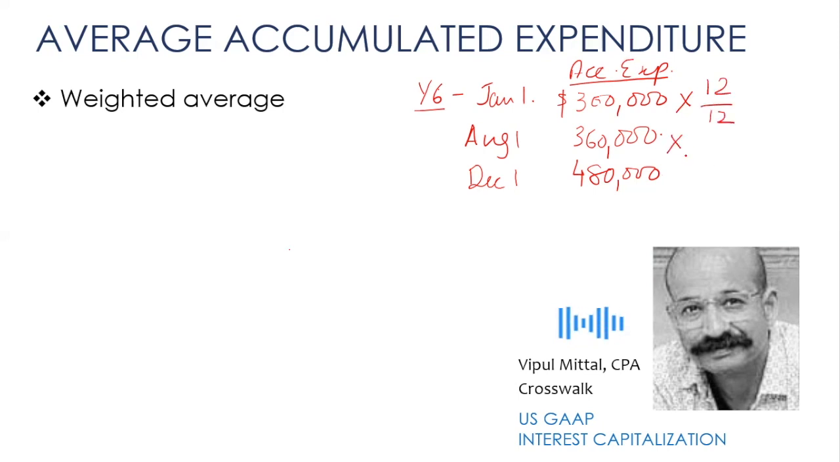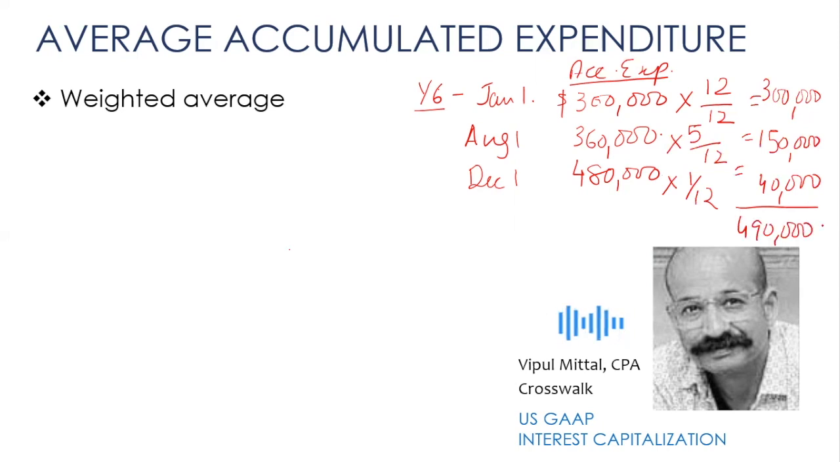From August 1st to December end, it is 5 months. And from December 1 to December end, 1 month. So it comes to $300,000, $150,000, $40,000. Total is $490,000. All right. This is your average accumulated expenditure for year six.